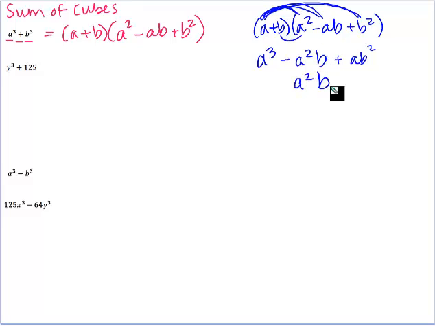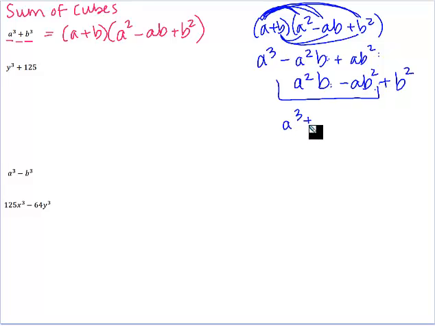And notice I lined it up beneath here because they are like terms. B times negative ab is a negative ab squared. Once again, I lined it up with its like term. And b times b squared is a plus b cubed. These middle terms here cancel, and we're just left with a cubed plus b cubed, which is exactly what we started with.